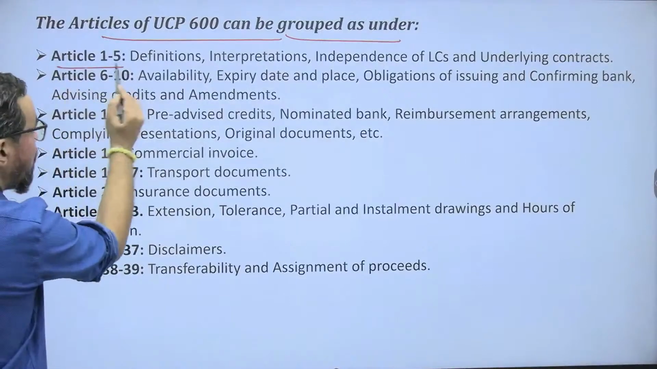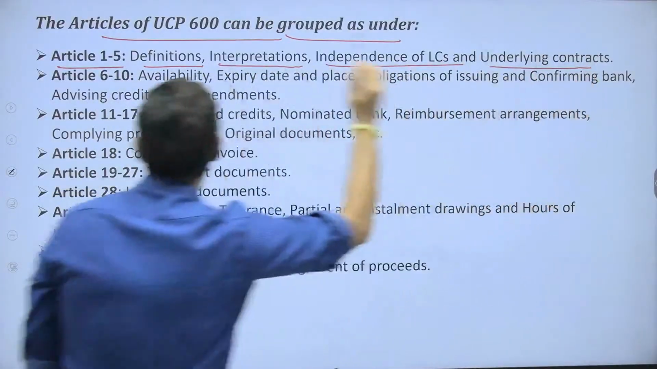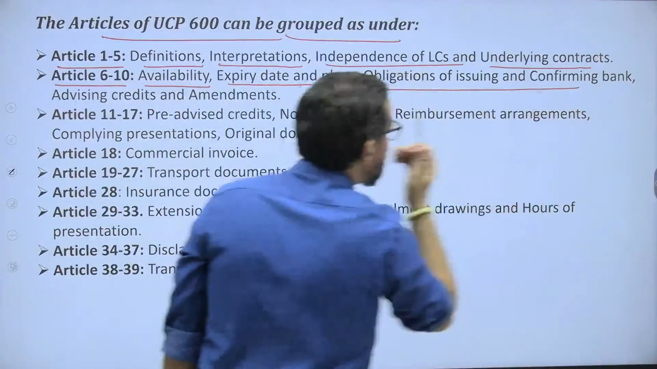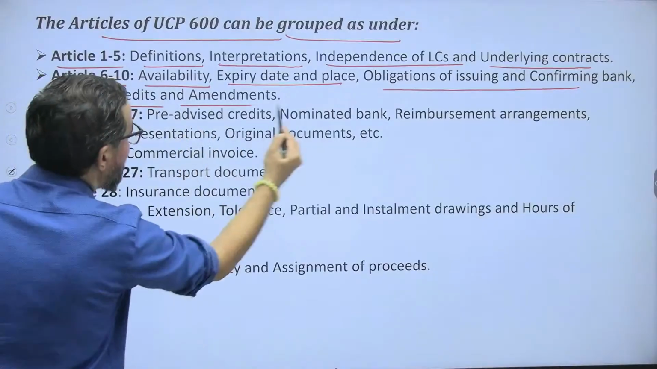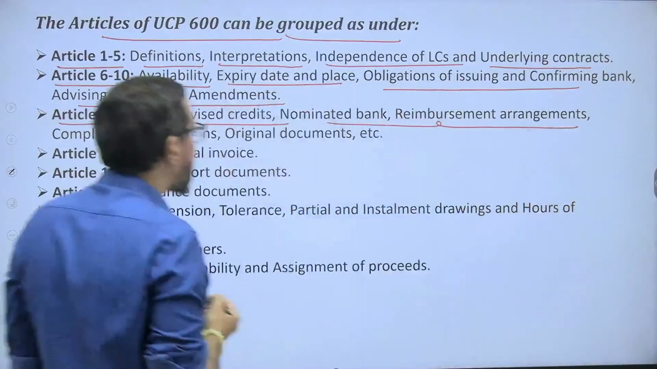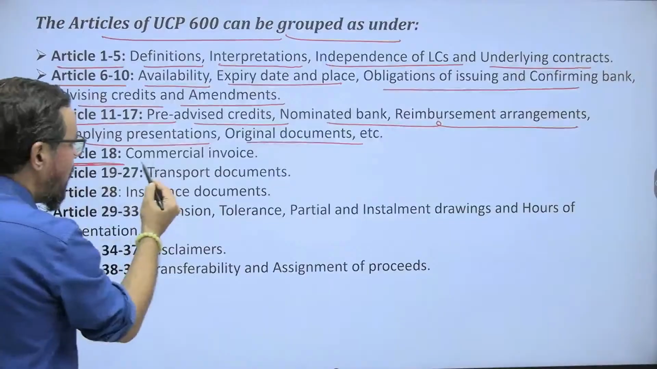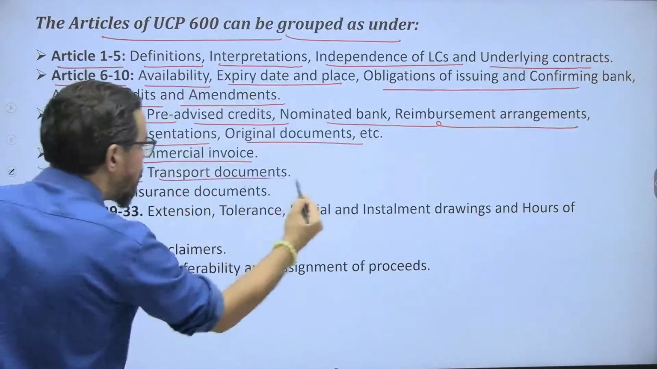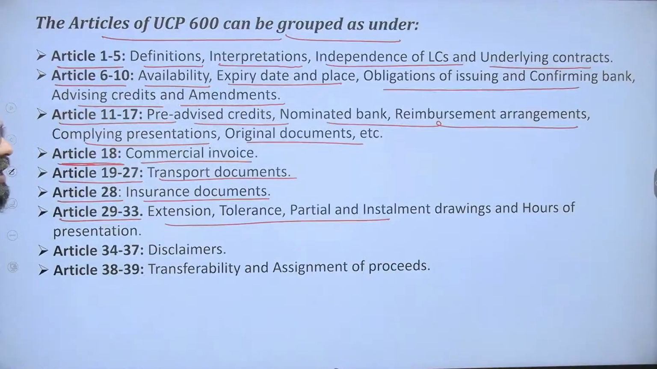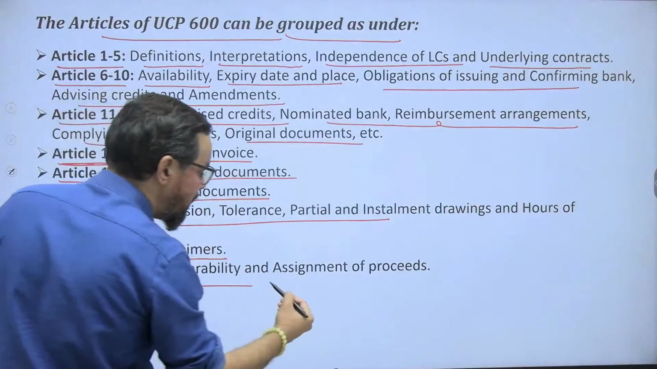When it comes to articles 1 to 5, they include definition of LC, interpretations, interdependence of LC, underlying contract. These are defined under 1 to 5. Articles 6 to 10: availability, expiry date and place, obligation of issuing and confirming bank, advising credit and amendments. Then articles 11 to 17: pre-advised credit, nominated banks, reimbursement arrangement, compiling presentations, original documents. Article 18, commercial invoices. Articles 19 to 27, transport documents. Article 28, insurance documents. Articles 29 to 33: extension, tolerance, partial and installment drawing, and hours of presentation. Articles 34 to 37, disclaimers. Articles 38 and 39, transferability and assignment of proceeds.